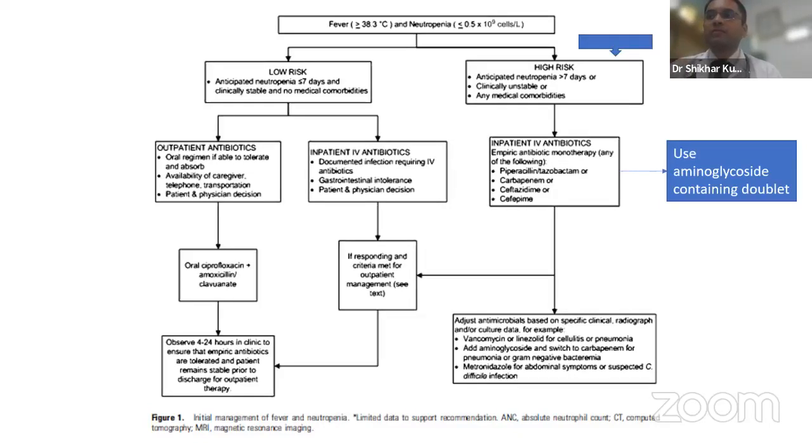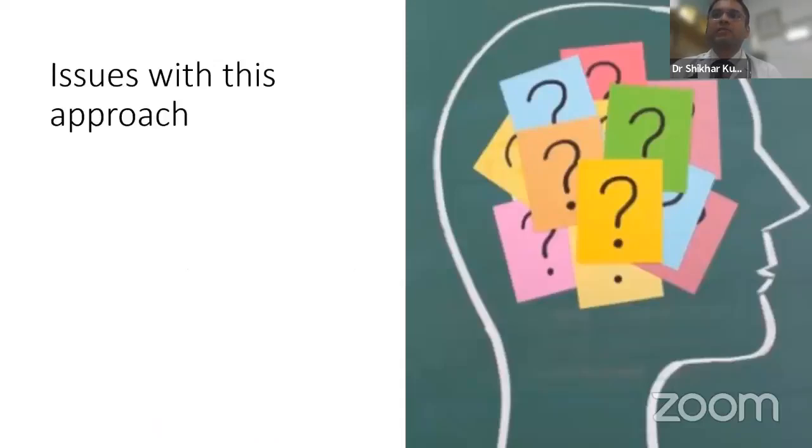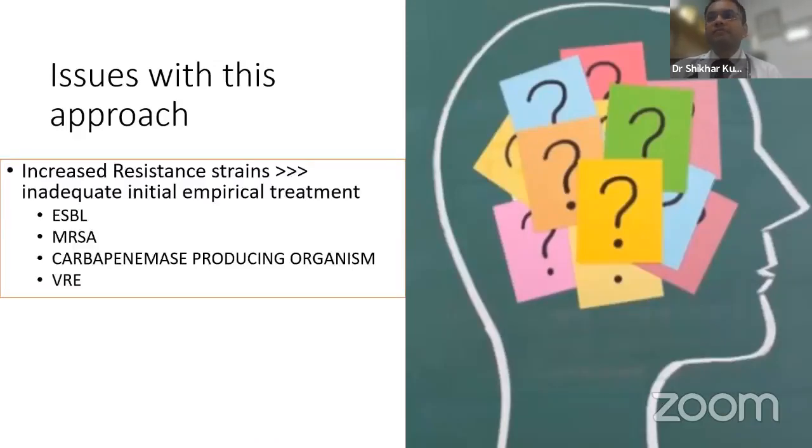Basically, when you decide about the antibiotics that you're going to use for your patient, you have to look at what prior blood cultures the patient has had in the past, and whether the patient has been on broad spectrum antibiotics previously or not.